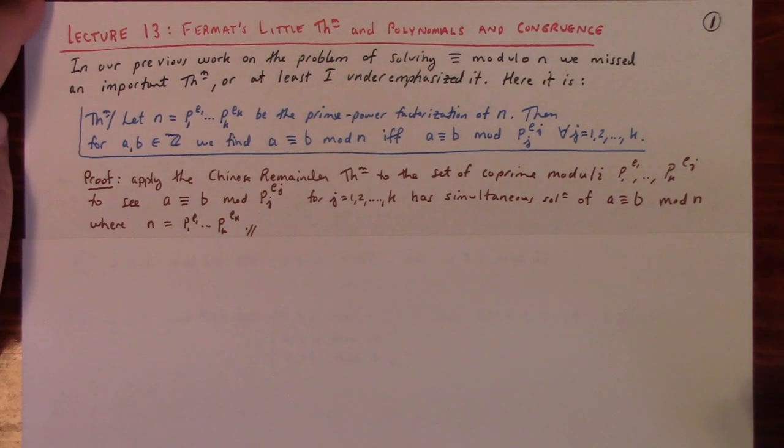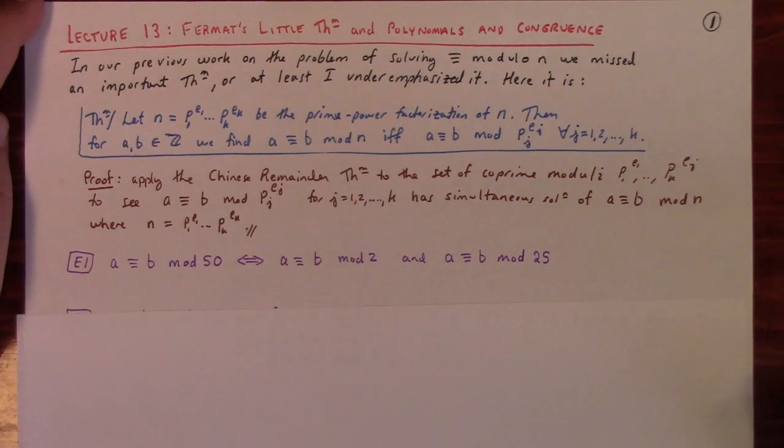Because the moduli, the prime powers, are coprime, we can solve all of those. Well, remember that the simultaneous solution of all of those is a solution mod the product of all those, which is just n here by construction, and so that's essentially it.